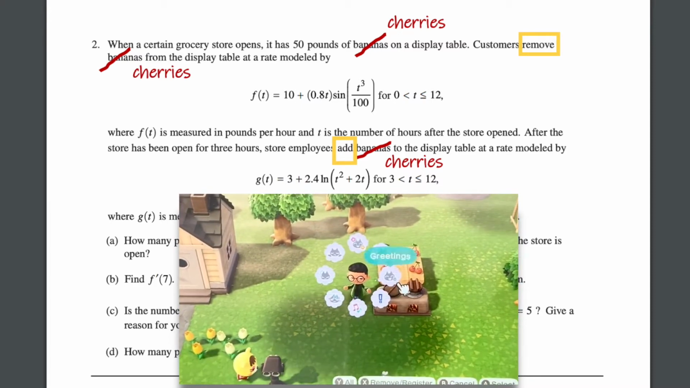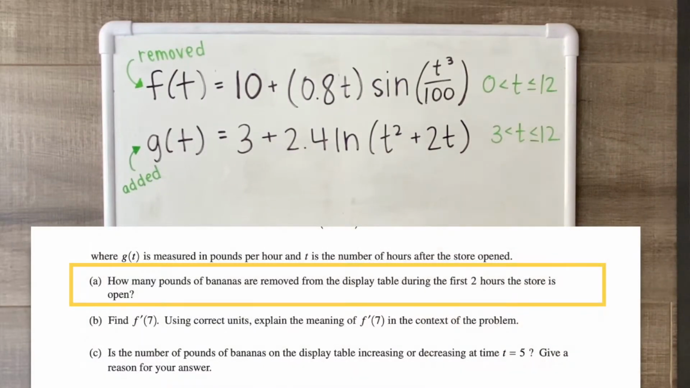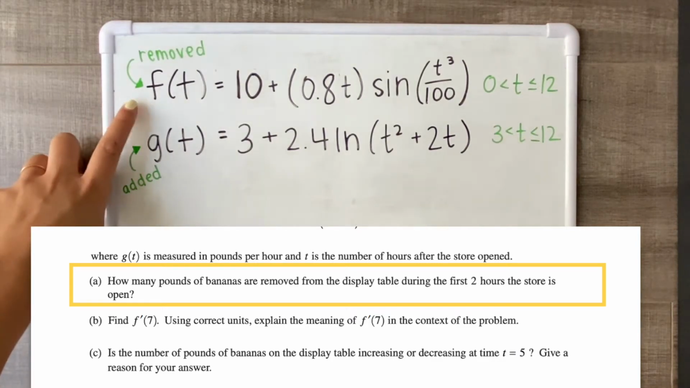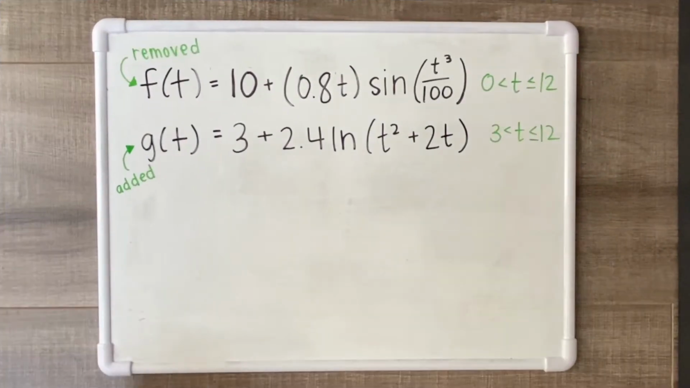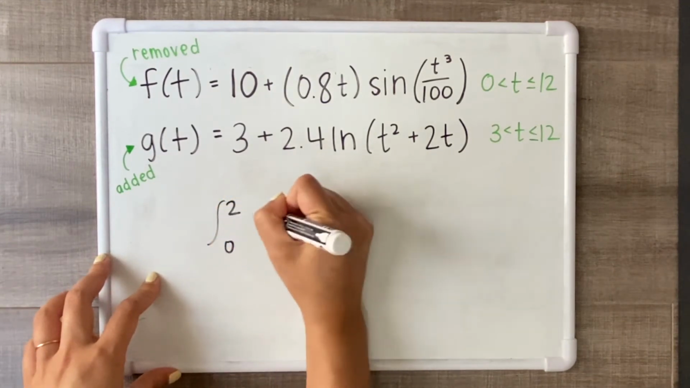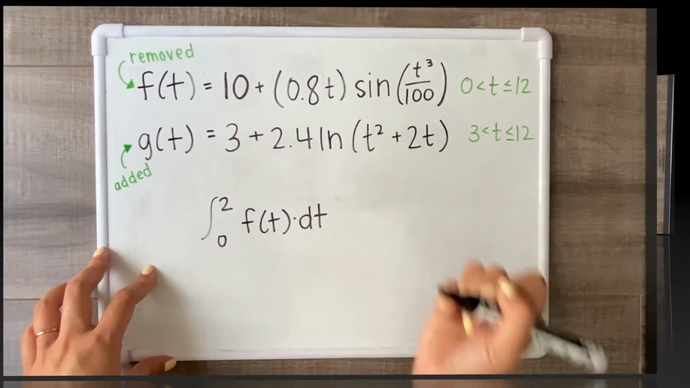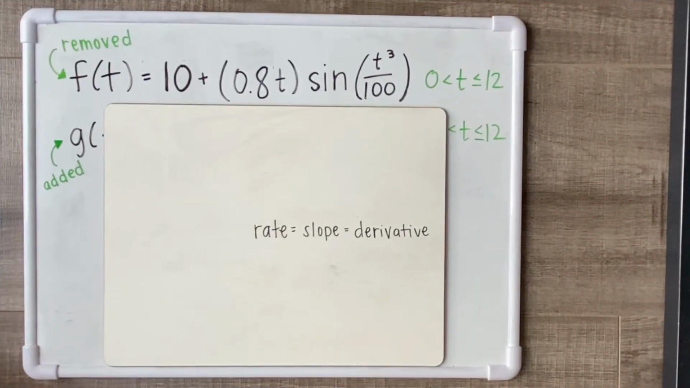Now I'm going to refer to the rest of the problem using bananas. So part A asks how many pounds of bananas are removed during the first 2 hours. Now I'm going to use the top equation. If they gave us the rate of bananas removed, we want to use that equation and integrate it from 0 to 2.